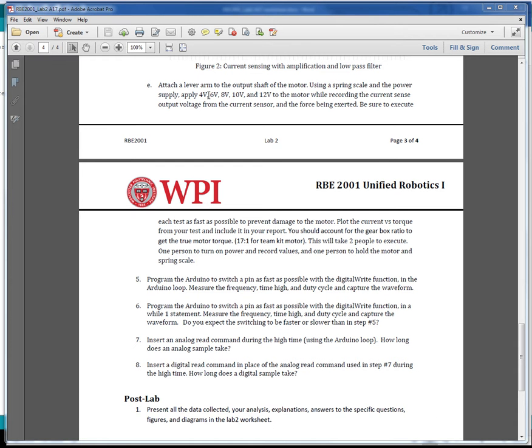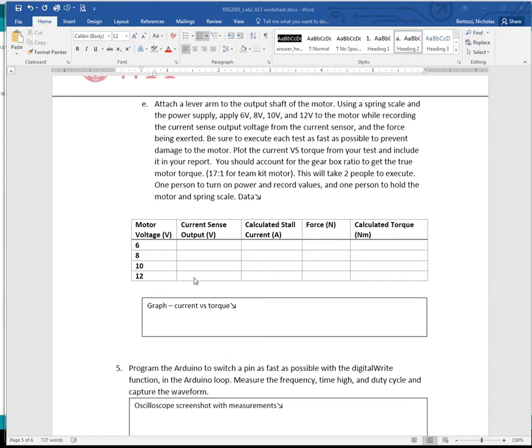So once you have this set up, you will have a sample set up in the lab to show you how to have the lever arm and this bracket, a wooden bracket that the motor attaches to. So now at these different powers, you can quickly measure the current sense voltage, and from there determine how much current is going through the motor, and then you'll be able to record that. Right, so you'll measure the current sense output, and then from there you can calculate.